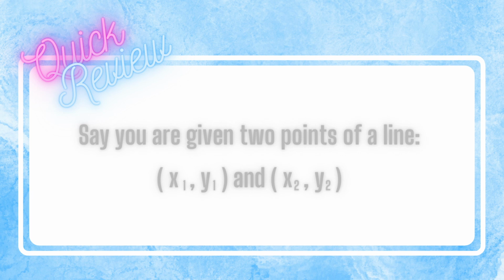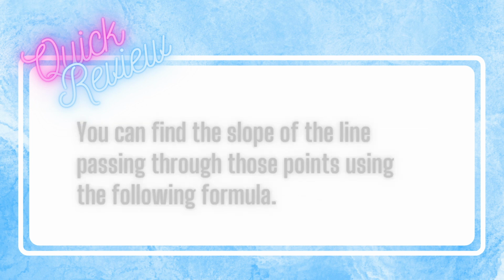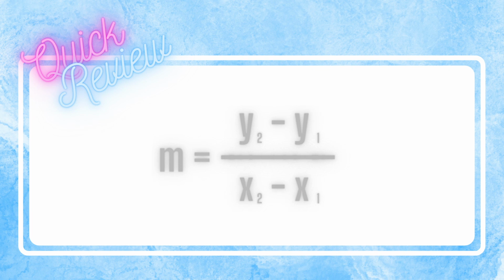So as a review, say you're given 2 points of a line, x sub 1, y sub 1, and x sub 2, y sub 2. You can find the slope of the line passing through these points using the following formula. M equals y sub 2 minus y sub 1 over x sub 2 minus x sub 1.